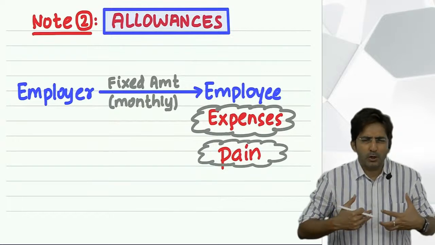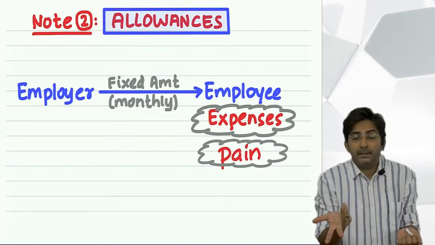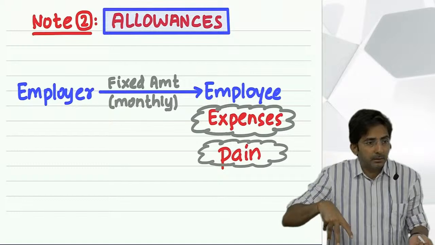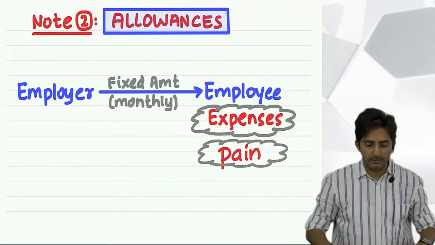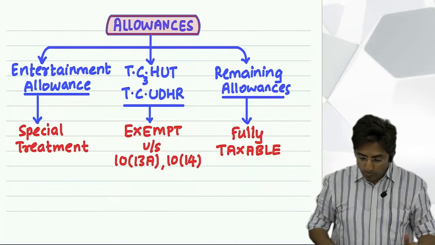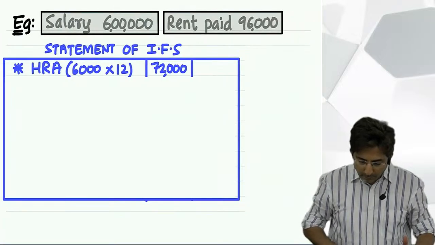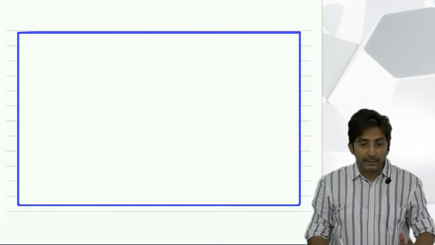And usually the boss will give a little higher only. And then out of that, whatever is spent is exempt, the balance is taxable. The rule is the same. Whatever is spent will be exempt, the balance will be taxable. Okay, now see one good thing. Can you tell me the difference between commutation allowance, traveling and conveyance?